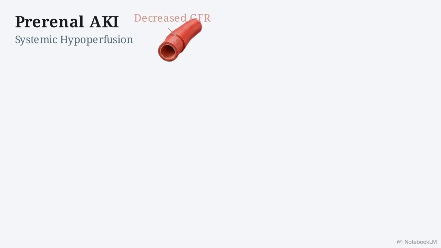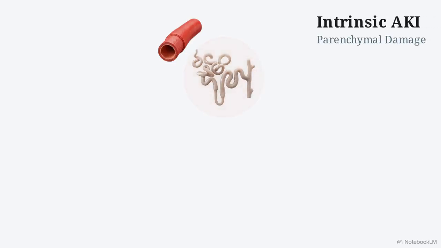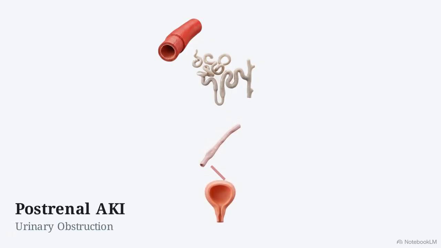Prerenal AKI is caused by systemic hypoperfusion, often from severe dehydration or sepsis. The effective circulating arterial volume drops, leading to inadequate renal perfusion and a decreased glomerular filtration rate without structural kidney damage. If that hypoperfusion is sustained, the injury leads to actual renal parenchymal damage. This is intrinsic AKI, which most often manifests as acute tubular necrosis in critically ill children. Finally, postrenal AKI involves downstream urinary tract obstruction, such as posterior urethral valves, which builds back pressure into the kidneys.